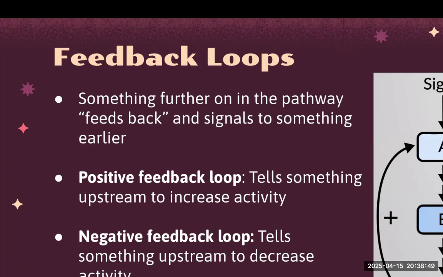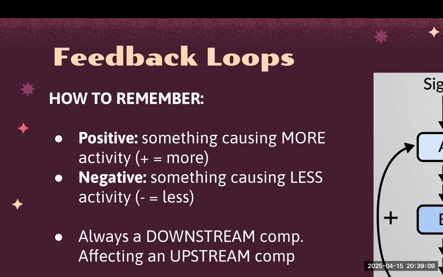Positive feedback loop means you're creating more of something, right? You're having more of a response because of the feedback loop. Negative means it tells something upstream to decrease something. Okay, so that's positive and negative. Positive, more, pretty easy to remember. Negative, less. Got it?